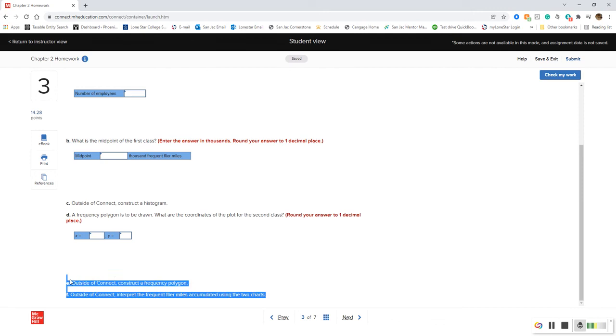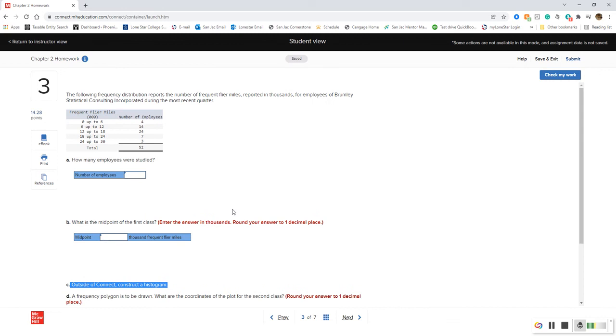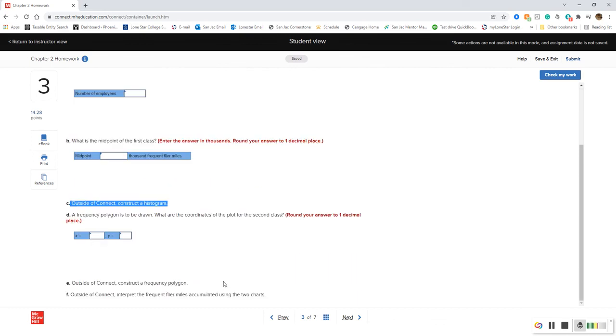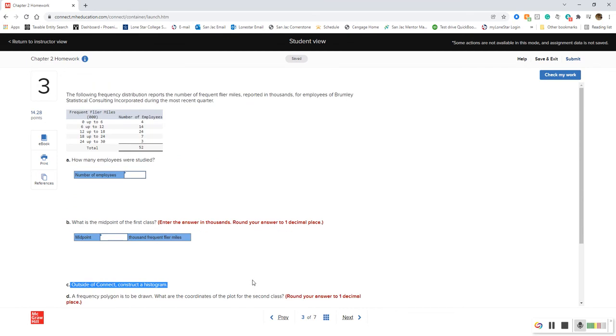Right here, we're not going to focus on these outside of Connect. Okay? Do not worry about those. We are just going to focus on what we can do in Connect. If you would like to send me these items just to see how well you're going, you could. Okay? Again, we can only do so much when we're dealing with the software.